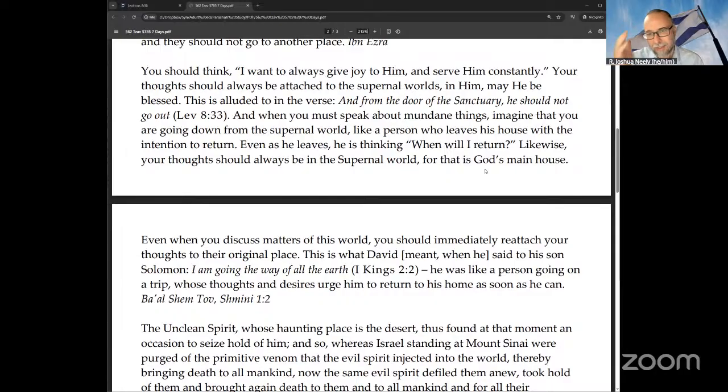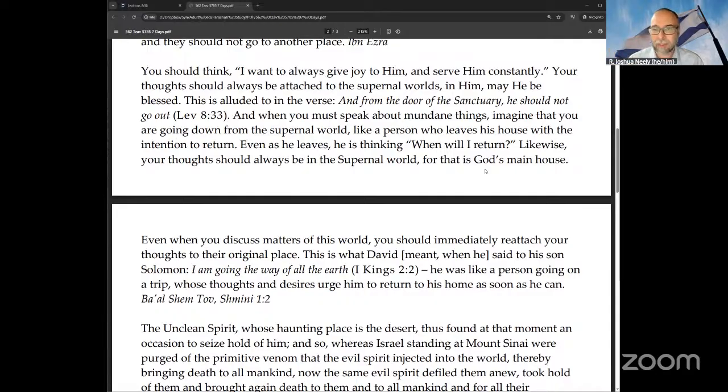This is your mindset, right? Think about giving joy to God. Think about serving God at every moment. Your thoughts should always be attached to the supernal worlds. In him, may he be blessed. Right? We should be thinking not just about the mundane trivia of this world, but thinking about God.